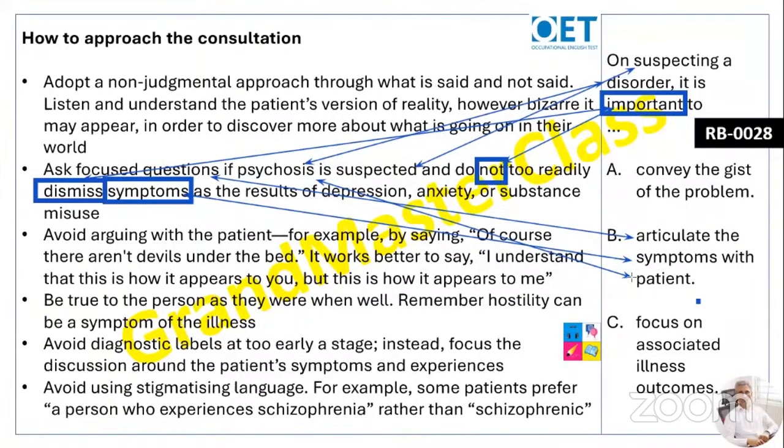If it is suspected, it is important, which means do not discard it because it is important. If something is important, don't throw it away. Throwing it off means unimportant. Don't you understand that?